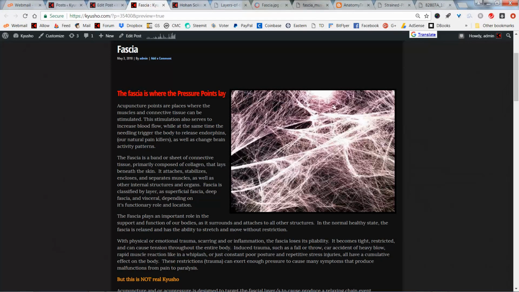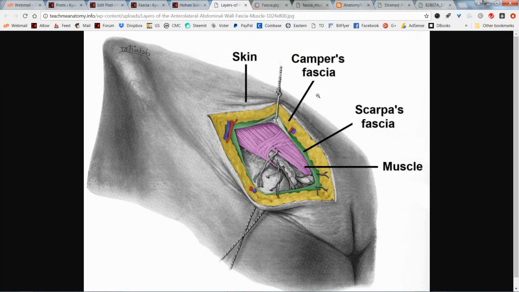So when you're doing acupuncture, you're not attacking or piercing the nerves or the blood vessels like real Kyusho does. You're working with the fascia. It's the connective tissue of the muscles and the organs in the body. So let's take a look first at the fascia.